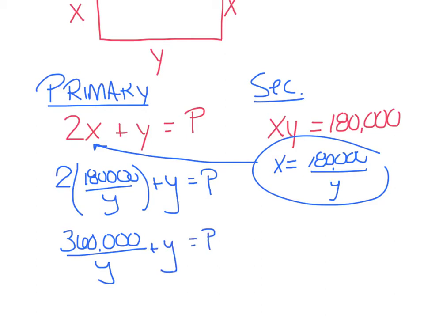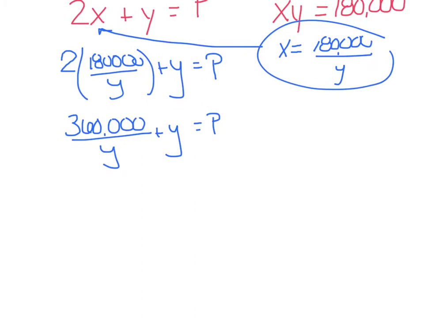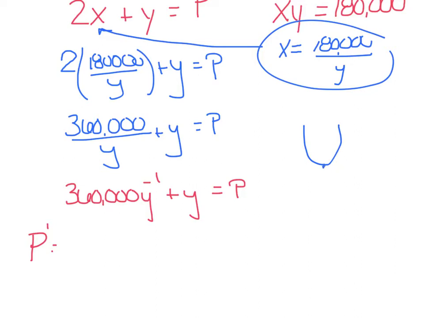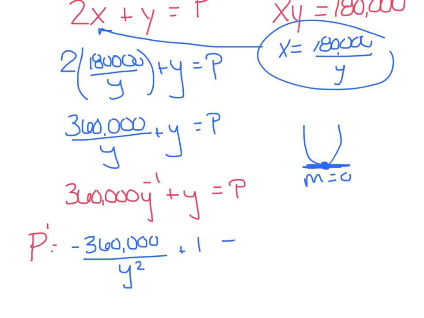Now that my primary is in terms of one function, pretty simple, I'm just going to derive it. Of course, I'm going to slow down and rewrite that. Hopefully you can see that in your head. If you can see that and don't have to write it, that's even better. So this is really 360,000 y to the negative first plus y is my primary. And now I'll take my derivative. Let me recall that we are trying to find the least amount. So I am trying to minimize it. And again, that whole point of calculus is when I minimize or maximize something, my slope is equal to 0. That's why I'm setting my derivative equal to 0. I get negative 360,000 y to the negative 2, which I'm going to stick on the bottom, plus 1 equals 0.